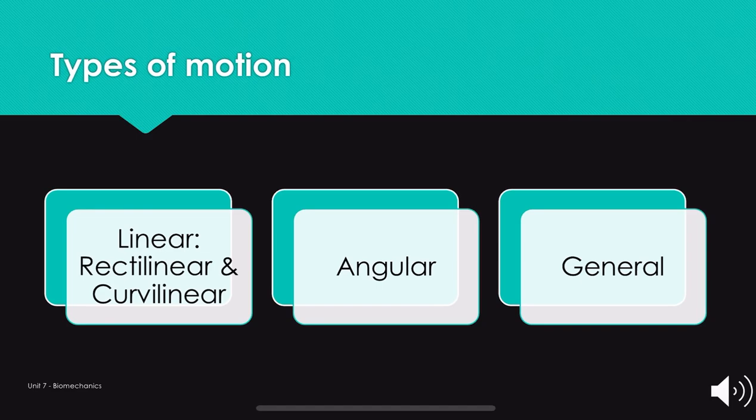General motion is referred to as a combination of both angular and linear motion, and is the most common in sporting situations. For example, a footballer running with a football is general motion, as there's both rotation of the ball and linear motion of the footballer running.